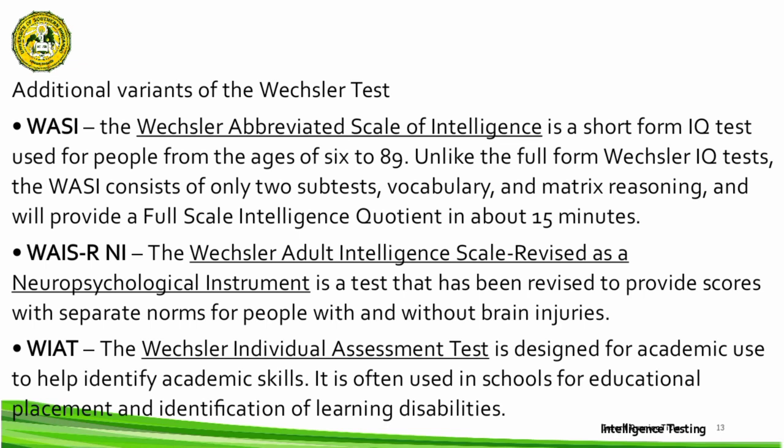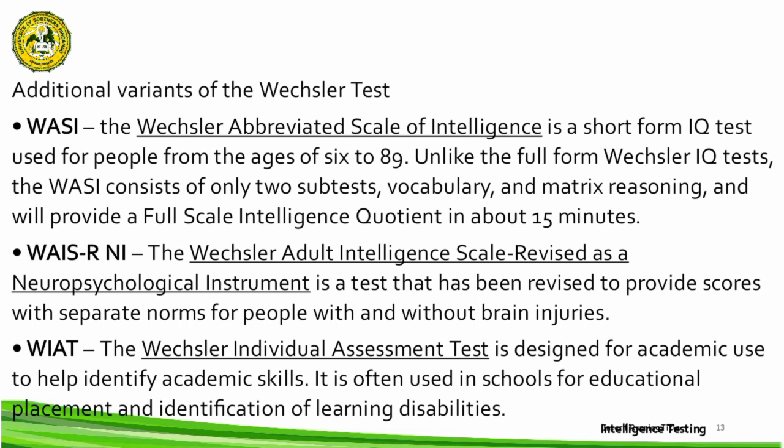And additional is the Weiss RNI, the Wechsler Adult Intelligence Scale revised as a neuropsychological instrument or for neurological instrument. So it is a test that has been revised to provide scores with separate norms for people with and without brain injury. So it measures the people with brain and without brain injuries.